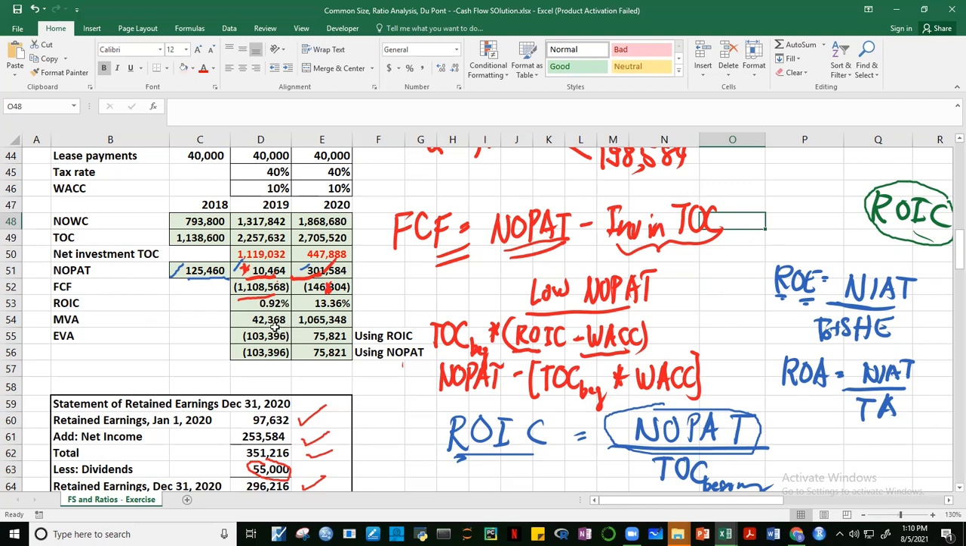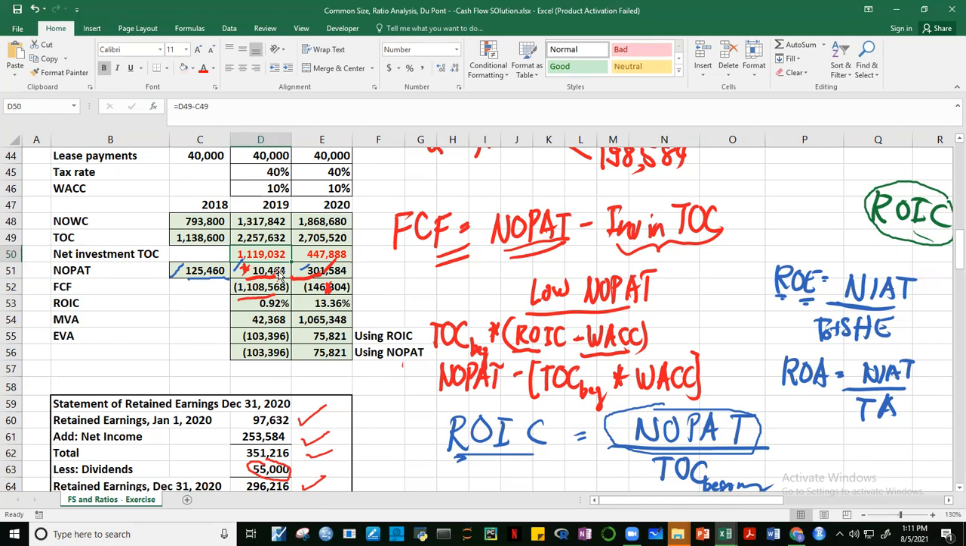Like in 2019 guys, negative yung ano natin, negative 1.1 million. But it's largely due to a high investment in TOC. So in that instance guys, okay yung free cash flow natin kahit negative siya. Kasi the company was, instead of distributing it for example as dividends, ang ginagawa nila, pino-flow back muna nila kasi may mga magagandang business opportunities, no?